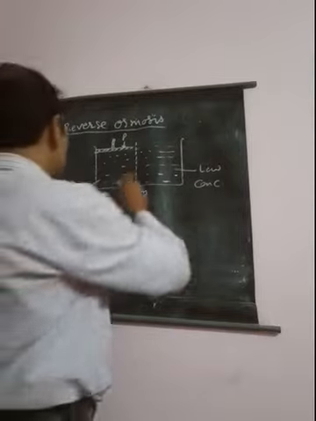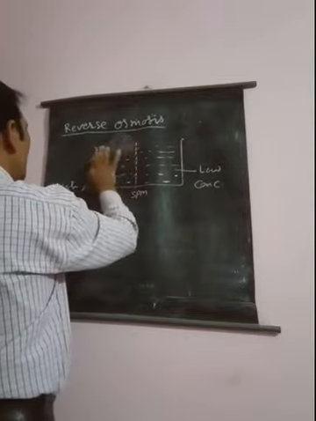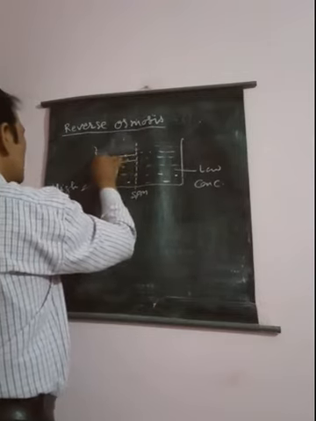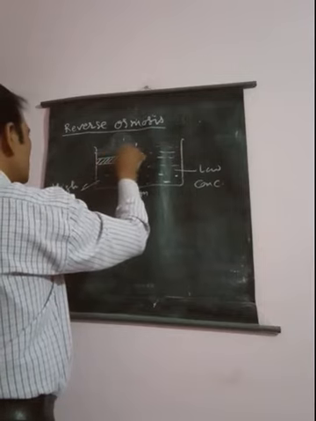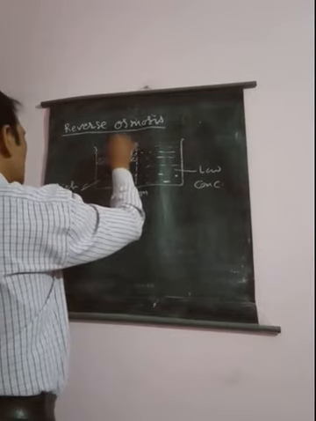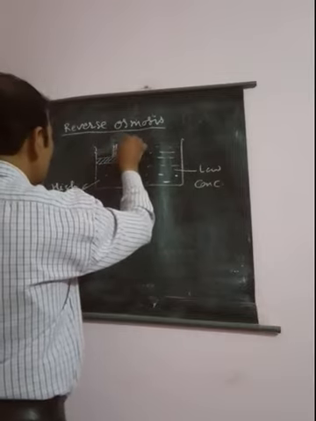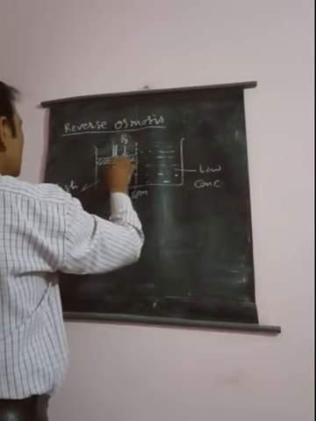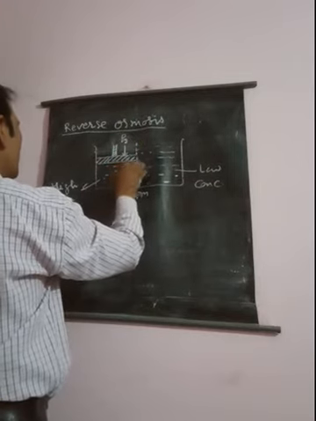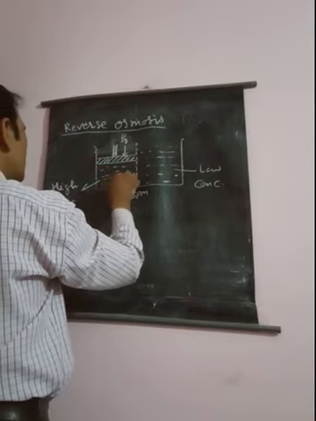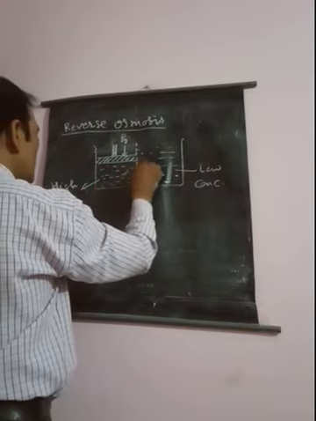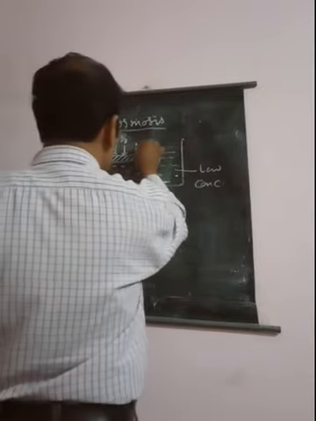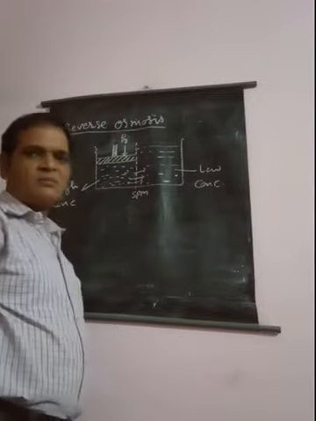So if we apply higher pressure on the solution of higher concentration, then what will happen? Not only will the process of osmosis stop, but the process of osmosis will also reverse. In that case, the particles of the solvent will flow from the higher concentrated solution to the lower concentrated solution through the semi-permeable membrane. This process is known as reverse osmosis.